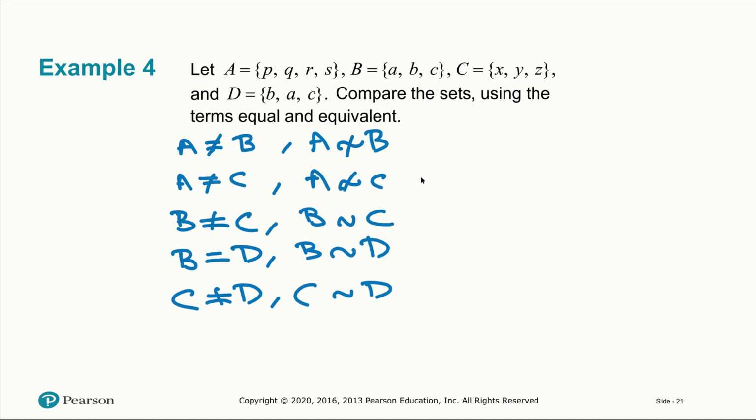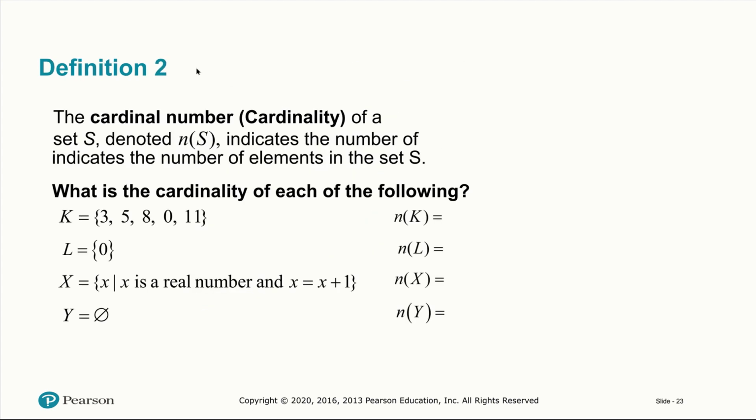All right, so let's move on to another example. Make sure you understand this and you're comfortable with it before we proceed. Okay, the next topic we want to discuss is what's called the cardinality of a set, also referred to as the cardinal number of a set. Basically, the notation that we use, we put lowercase n and then in parentheses the name of the set. This indicates the number of elements in the set.